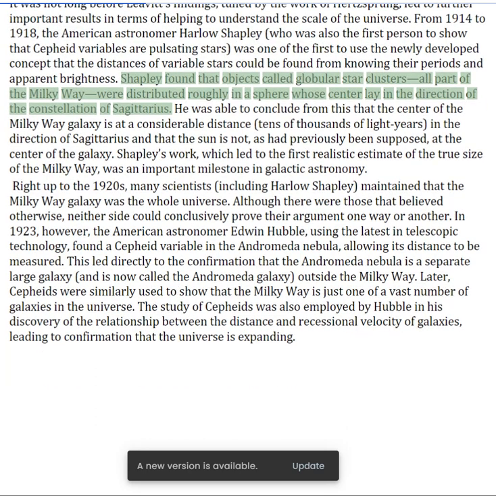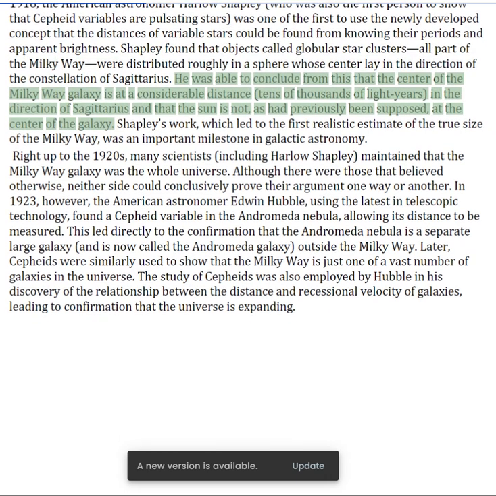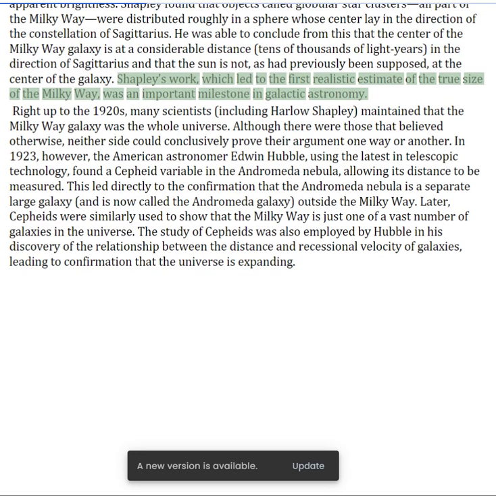Shapley found that objects called globular star clusters, all part of the Milky Way, were distributed roughly in a sphere whose center lay in the direction of the constellation of Sagittarius. He was able to conclude from this that the center of the Milky Way galaxy is at a considerable distance in the direction of Sagittarius and that the Sun is not, as had previously been supposed, at the center of the galaxy. Shapley's work, which led to the first realistic estimate of the true size of the Milky Way, was an important milestone in galactic astronomy.